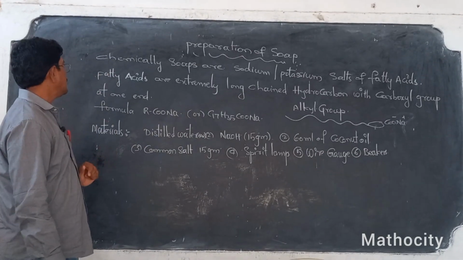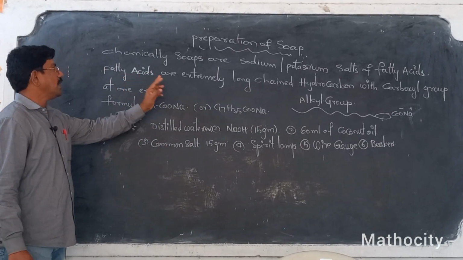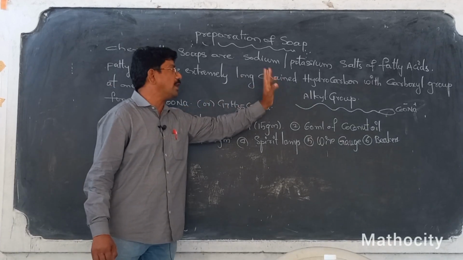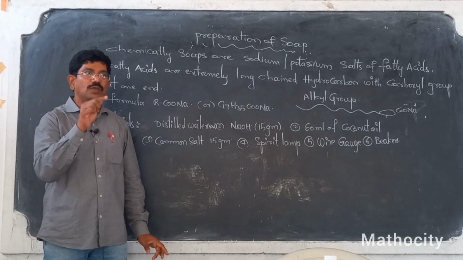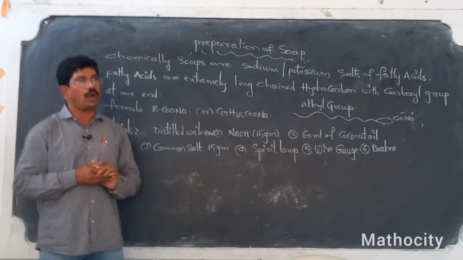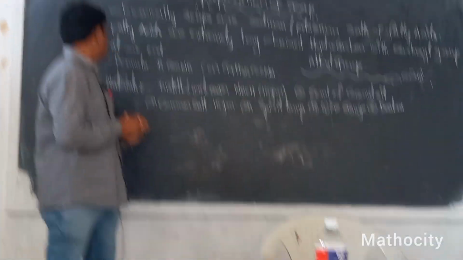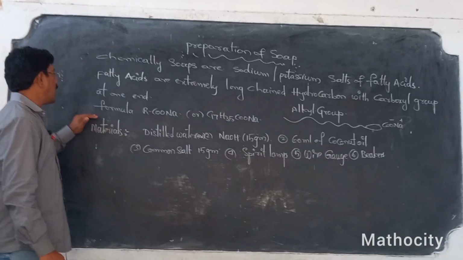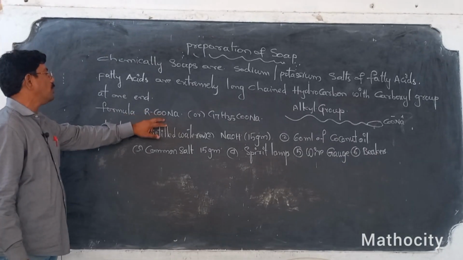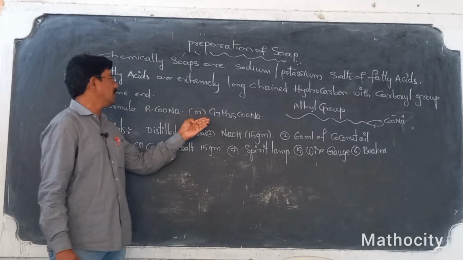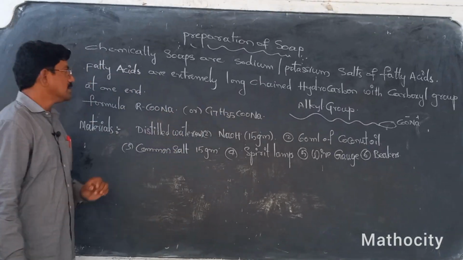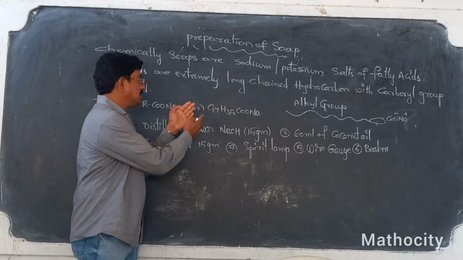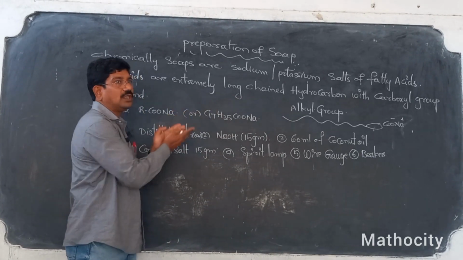What are fatty acids? We discussed that. Fatty acids are extremely long chained hydrocarbons with a carboxylic group. What is a carboxylic group? The COOH group is nothing but the carboxylic group. Next, we also studied that the formula of soap is RCOONa. Generally we represent it as C17H35COONa.